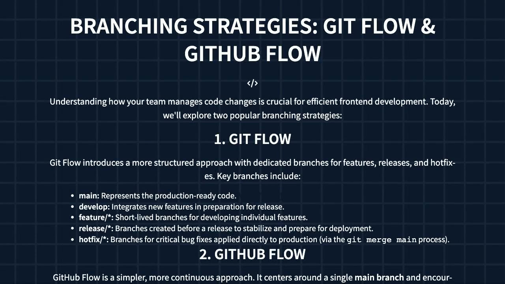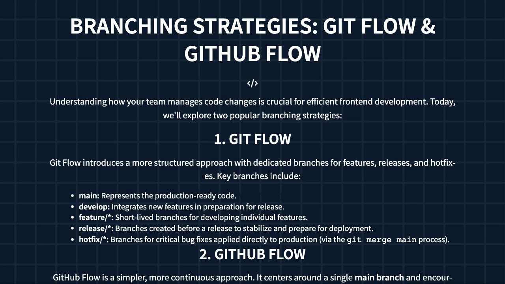Okay, so let's talk about branching. When you're building a website or web app as a front-end developer, keeping your code organized is super important. Two really popular ways to do this are Git Flow and GitHub Flow. Git Flow is like having a very specific roadmap. You have a main branch for the live site, a develop branch where new features get combined, and then separate branches for things like releasing updates or fixing urgent bugs. It can be a bit complex to manage though.